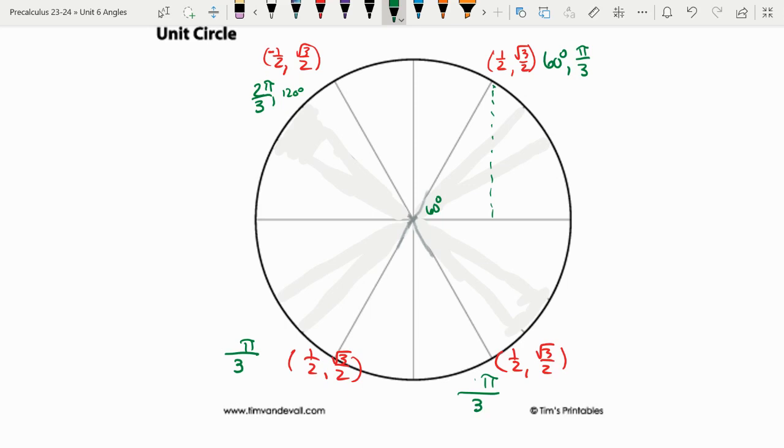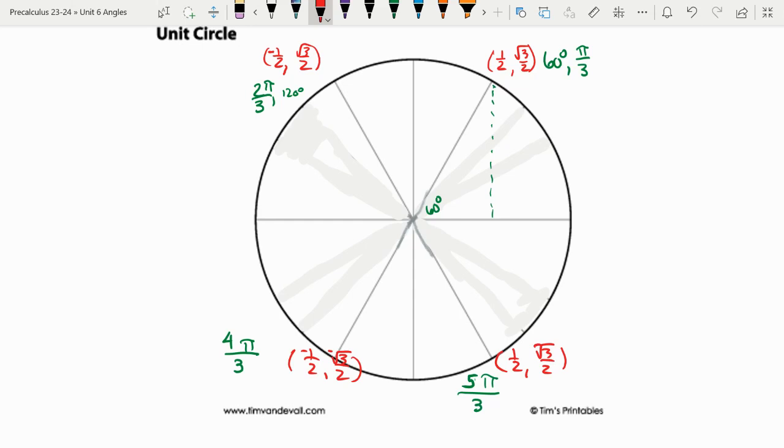So what's this one? How many pi over 3s? This was 3 pi over 3, right? So this is 4 pi over 3. And this one is, oh, here's 6. 5 pi over 3. And then what about this one? What's my ordered pair going to look like? Both of them are negative. X is negative. Y is negative. What's this one going to look like? Just the Y is negative.